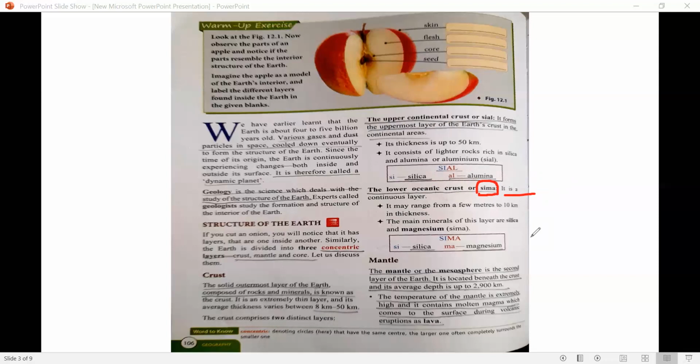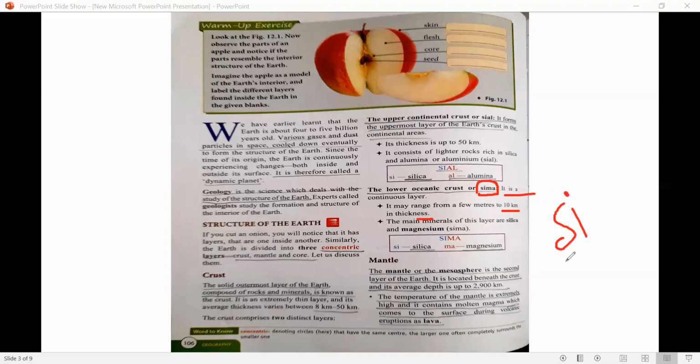Like, you might have heard about rocks, like bedrock, and then we have the uppermost layer, and we learn it in science. So this SIMA contains all these types of continuous layers, and it may range from a few meters to 10 kilometers in thickness. Now the main minerals found in SIMA are the reason why this name is given to it.